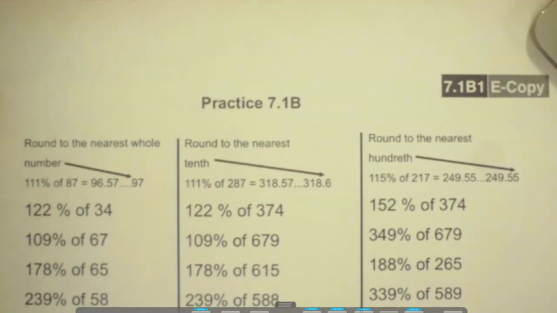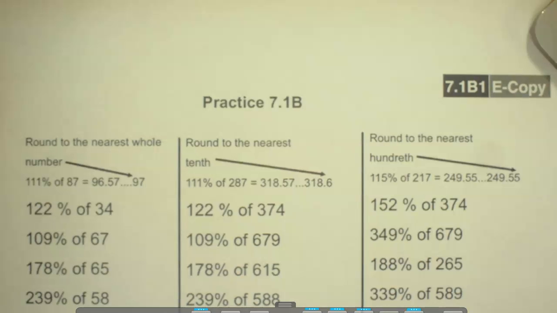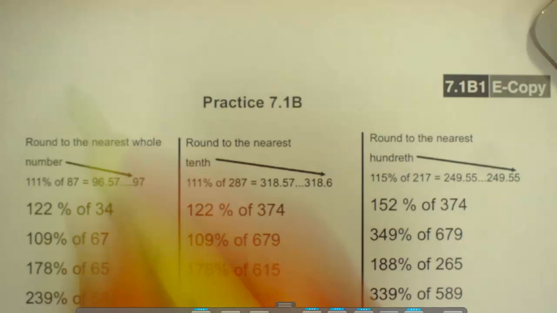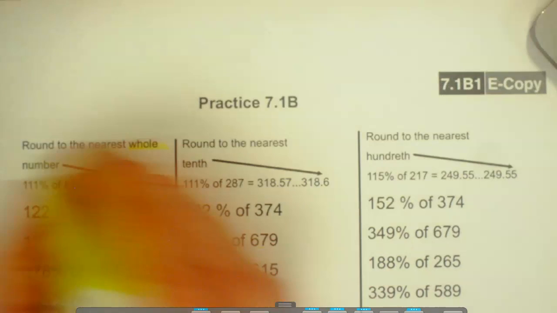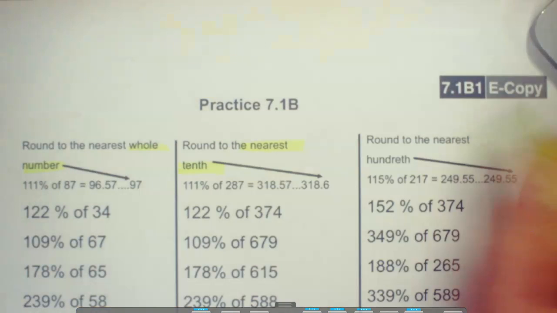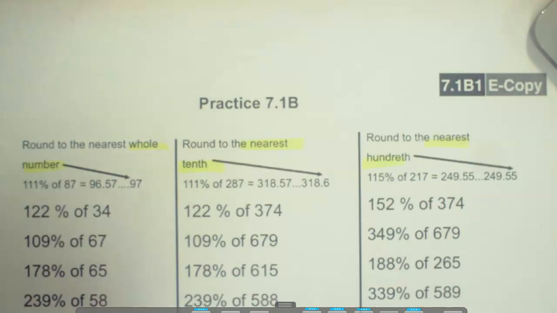Hello, this is a tutorial on 7.1b1. We find the percents of a number more than 100%. And once again, we're going to round to the nearest whole number in this column, the nearest tenth in this column, and the nearest hundredth in this column. So let's get started. We've got an example here.